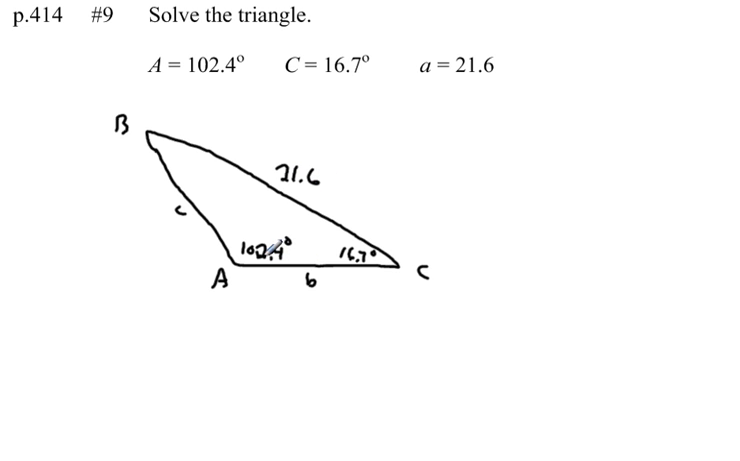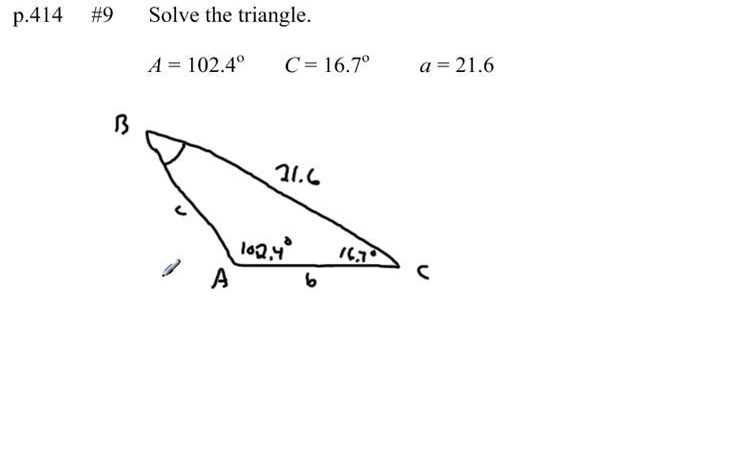Now what we're given here is angle, angle, side. Since we know a side and the opposite angle, I can use the law of sines. So we're going to need to solve for this missing angle and these two missing sides. Let's start with the easy one here.